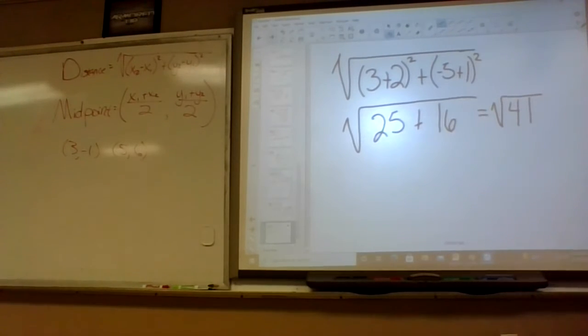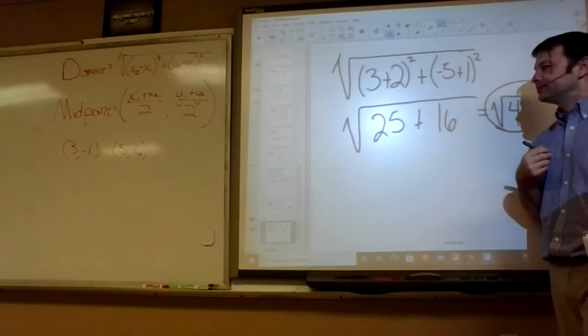Does the square root of 41 simplify? No, 41 is a prime number, so it's not going to simplify. How long is the square root of 41? It would be about 6.3. Square root of 36 is 6, right? So I'm going to guess that's about 6.2, 6.3, somewhere in there.